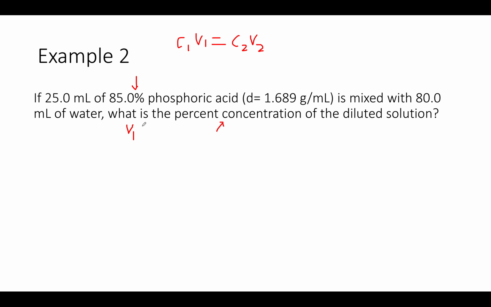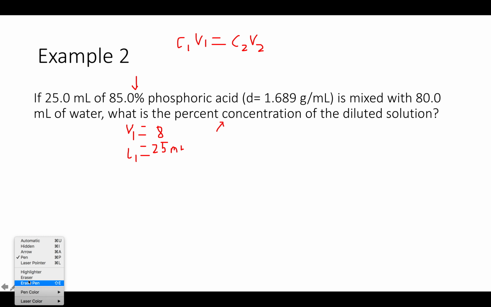Remember, you only have to worry about changing the concentration expression when you are given a mass percent or asked for a molarity. Then you have to change the expression. So we have an initial volume of 25 milliliters and an initial concentration of 85% phosphoric acid.